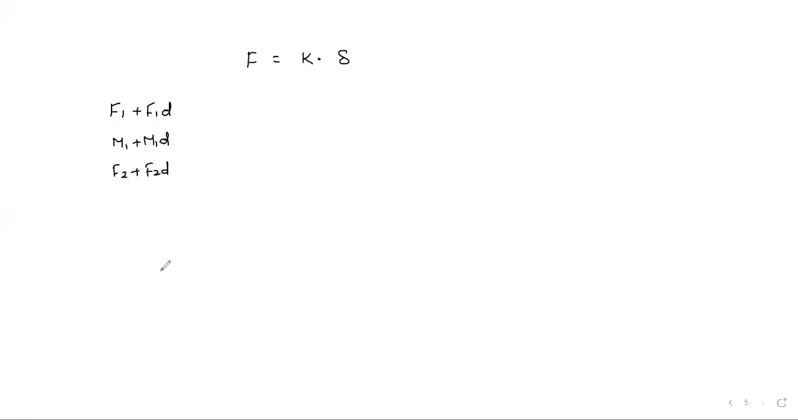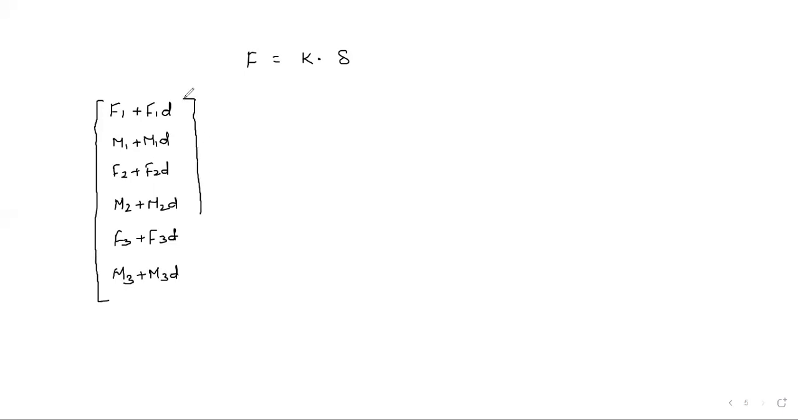Now next, F1, M1, F2, M2, F3, M3. This is the force vector. Only to maintain the sequence am I writing this, otherwise the first two values, F1D and M1D, are 0. Then into the K matrix, which is 8 into 10 to the power 5. We have already calculated the K matrix.